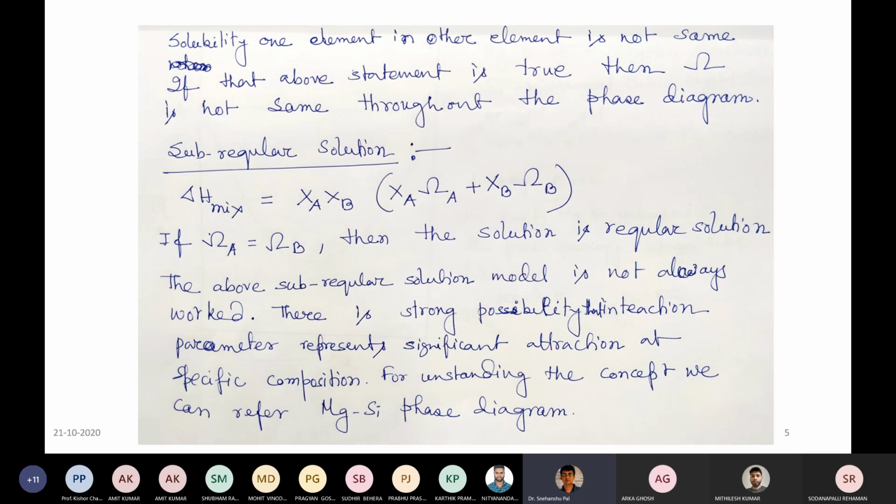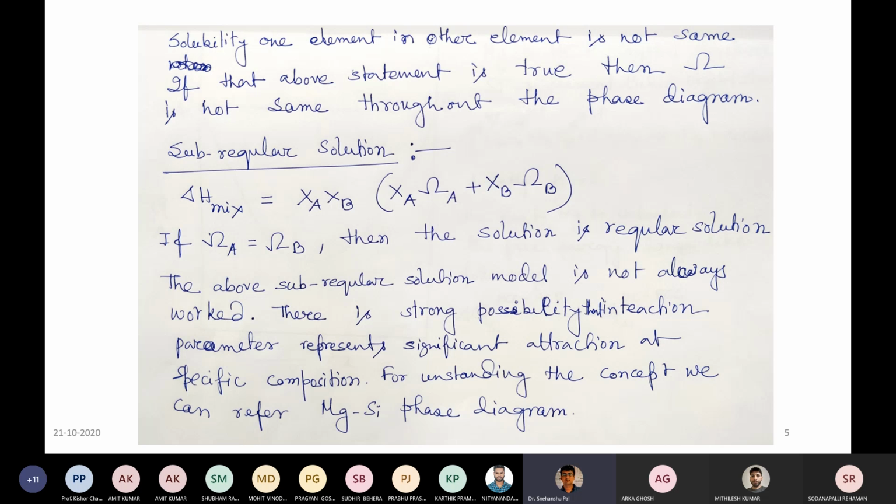Now again we have to check how to return from the sub-regular solution concept to the regular solution concept. What is the condition? If τ_A equals τ_B, which is what we were talking about a few minutes ago, the assumption is that τ is constant throughout the phase diagram, then the solution is a regular solution. Since X_A plus X_B equals 1, the expression becomes τ X_A X_B.